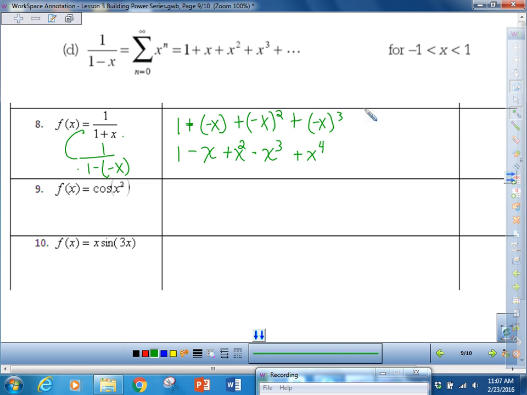So once again, when I write my nth term, I can write it as negative x to the nth power, or I could write it as negative 1 to the nth, x to the nth. And both are fine. And this is n equals 0 to infinity.